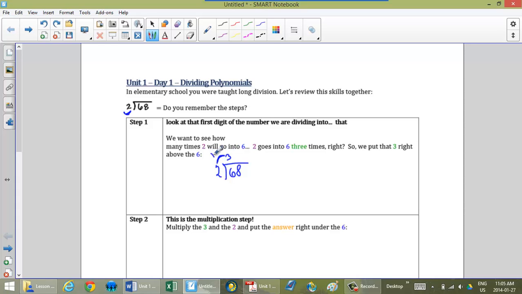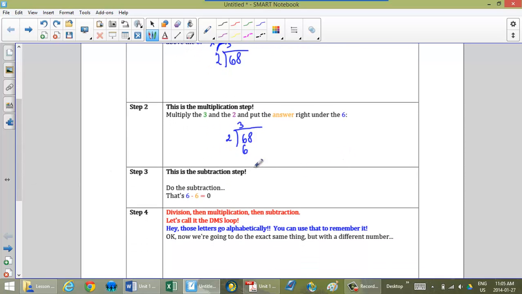2 times 3. In that second step, once you figure it out, this is called the multiplication step. We want to multiply the two numbers and write the result right under 6. 2 times 3 is 6. We write the 6 under 6. The next one is called a subtraction step, where 6 minus 6 is 0. So we have no remainder out of the first digit or the tens column, which means we're going to lower the next digit, or the 8. We're going to repeat steps 1 to 3 all over again.